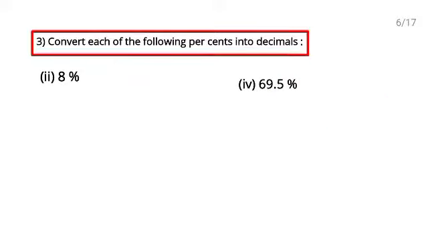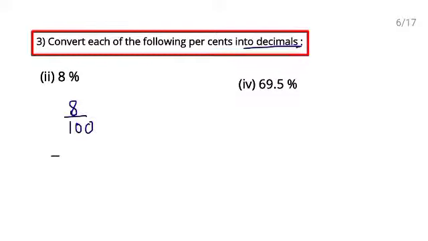Next question, question number 3. Convert each of the following percent. Now they have given percent and they are asking to write into decimals. So 8% means 8 out of 100. So write it as fraction 8 upon 100.